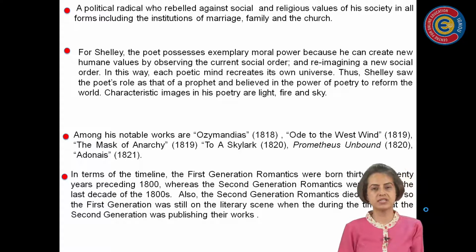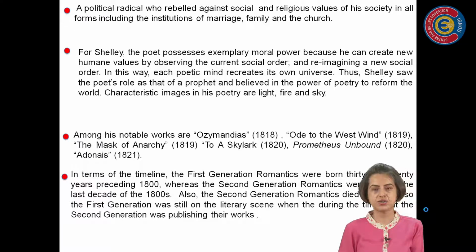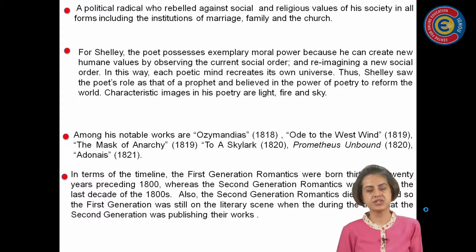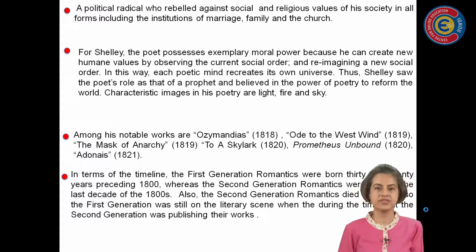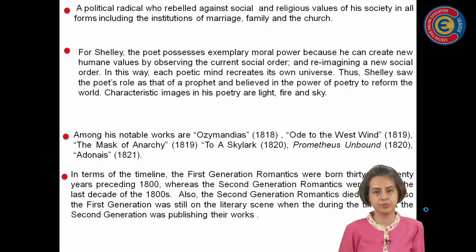Among his notable works are Ozymandias, Ode to the West Wind, The Mask of Anarchy, To a Skylark, Prometheus Unbound, and the beautiful, beautiful Adonais, which is in commemoration of the death of Keats. In terms of the timeline, the first generation romantics were born 30 and 20 years preceding 1800, and this is something you must remember. Whereas the second generation romantics were born in the last decade of the 1700s. Also, the second generation romantics died early, and so the first generation was still on the literary scene, still writing during the time that the second generation was publishing their works.